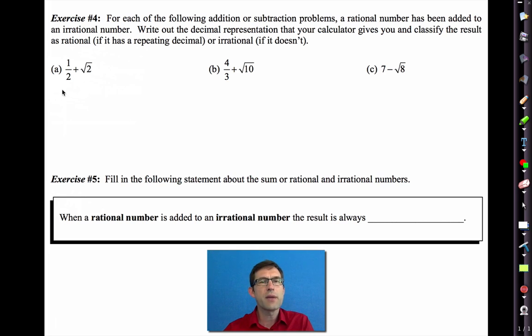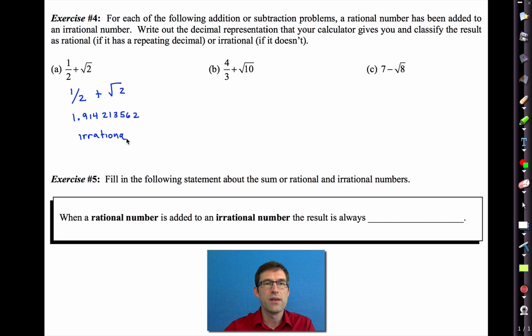Okay. So literally, if I take my calculator out, and I'm not going to open up the TI-84 Plus to do this, but if I type in 1/2 plus square root of 2, and then I hit enter, this is what my calculator gives me. 1.9142135 6 2. Now, I don't know about you, but I don't see any repeating decimal representation there. So I'm going to say this is irrational. All right. What I'd like you to do is do the same thing in letter B and letter C.